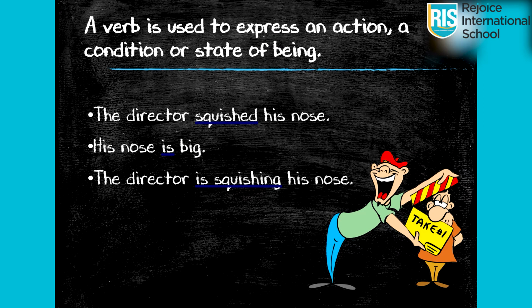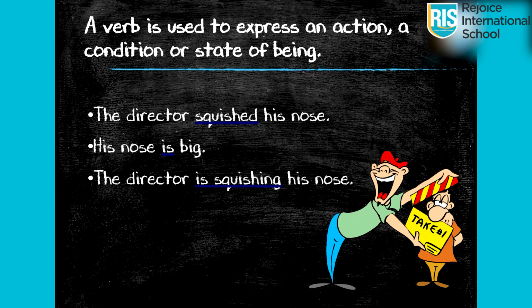Let's take this example of verb. The first example. The director squished his nose. So the director is doing the action. And what action is he doing? He is squishing his nose. The director is squishing his nose. Again, the director is performing an action. So this becomes an action word.